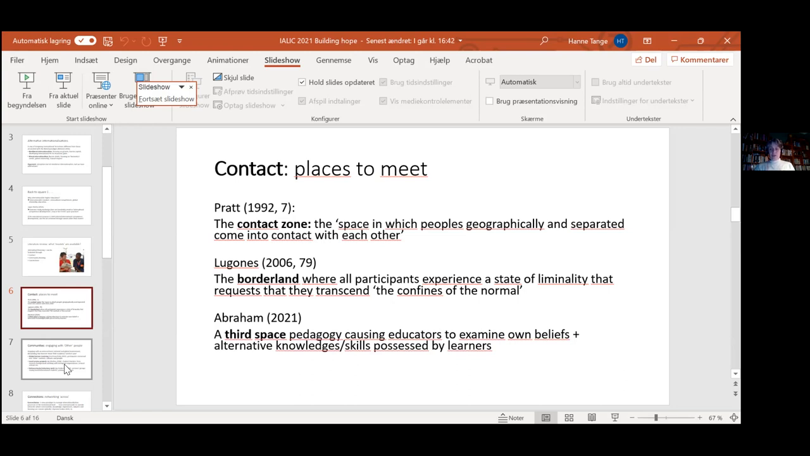Finally, we can look into this idea of third space pedagogy, where we as educators examine our own beliefs, where we take into account that there are alternative knowledges and skills possessed by learners. I think we heard this in the plenary yesterday, about other understandings of language that perhaps might enlighten the linguists, even if they come from very different indigenous traditions.